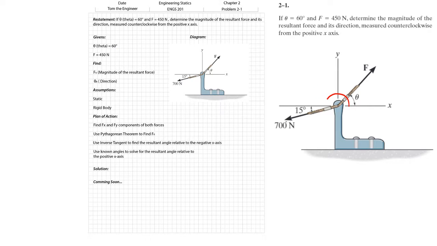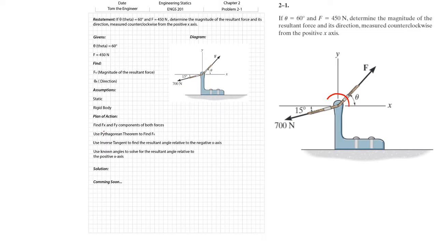Also, for the givens, you could put the 700 Newton force down here in its angle if you wanted to do so. And then your finds, you're going to want to find the resultant force, Fr, and its resultant angle from the positive x-axis, theta r. Our assumptions, static and rigid body. It does not move, and it's not going to bend or break.